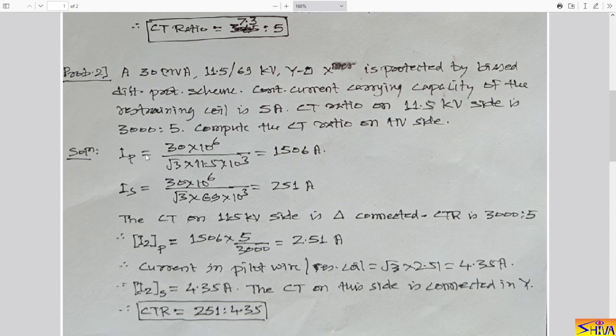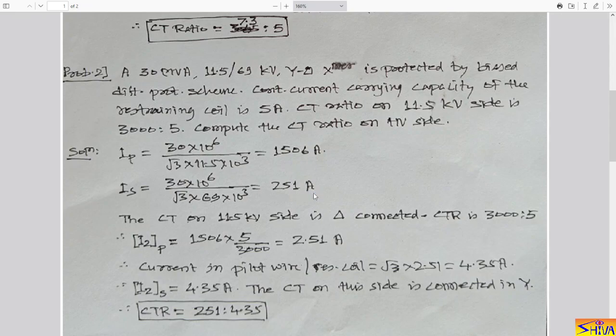We start in the same way. We first compute the primary current as well as the secondary current. Primary current, that is the current on the primary side of this transformer, is power, 30 into 10 to the power 6, since power is given in MVA, divided by root 3 into voltage, 11.5 into 10 to the power 3 volts. So it is coming 1506 ampere. Similarly, on the secondary side of this transformer, the current will be 30 MVA divided by root 3 into voltage. So it is coming 251 ampere.